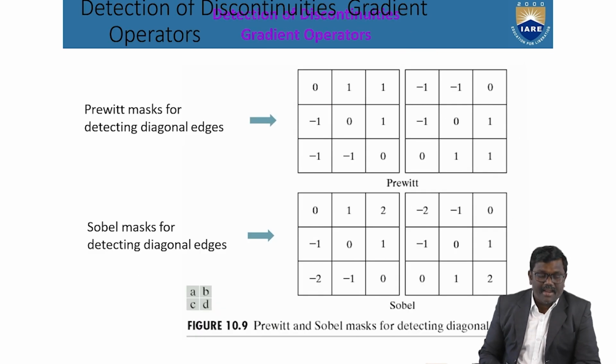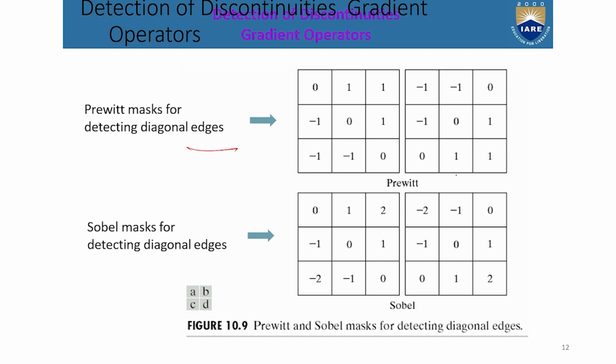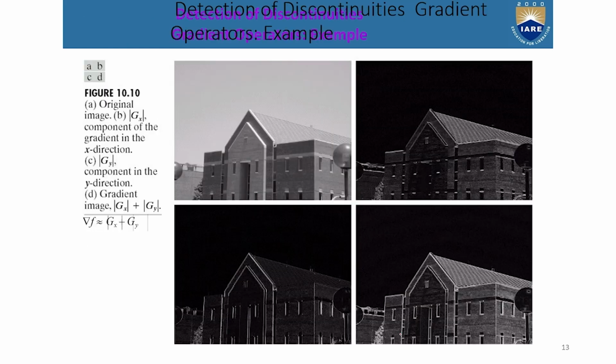So these are the standard operations. Even we can extend that Sobel mask for detecting the diagonal edges. We're going to get similar values. Sobel mask for detecting the diagonal edges. You can see, by comparing these two figures, we may understand detecting the diagonal edges.